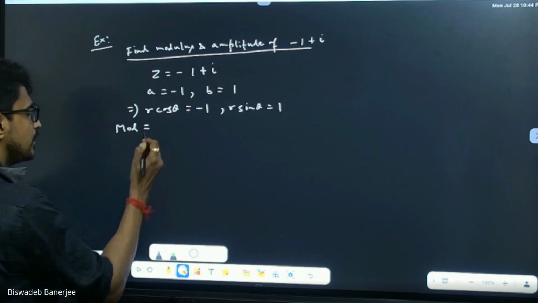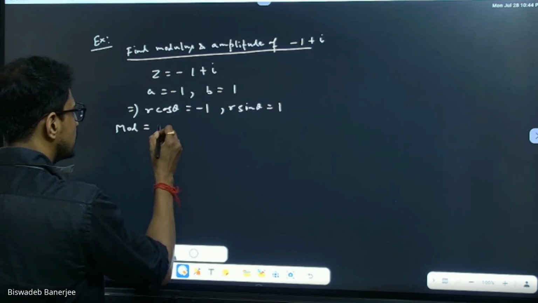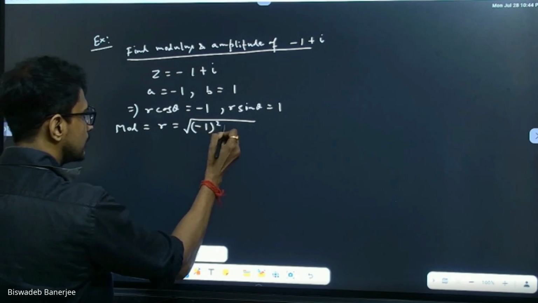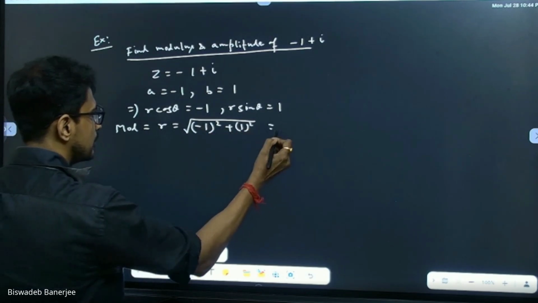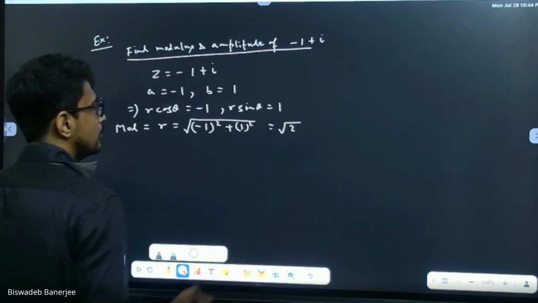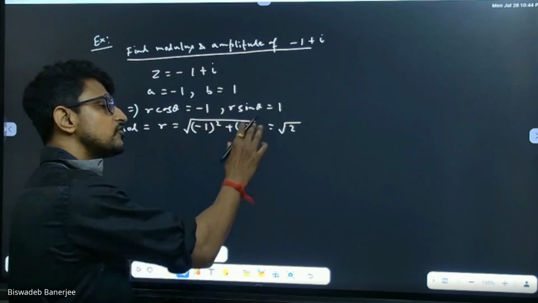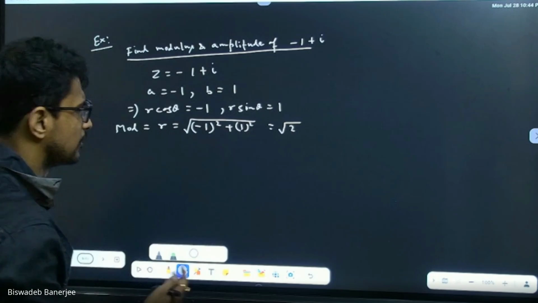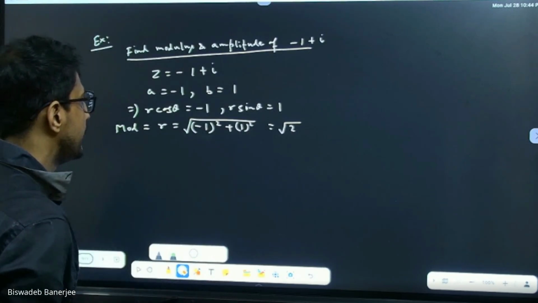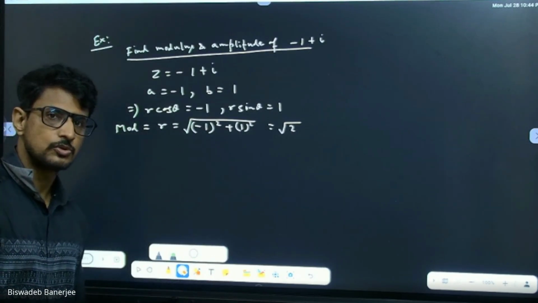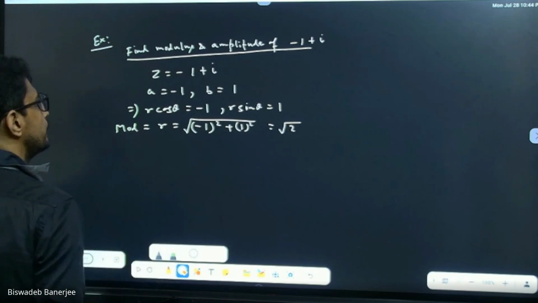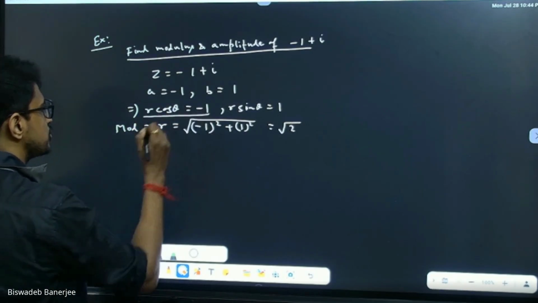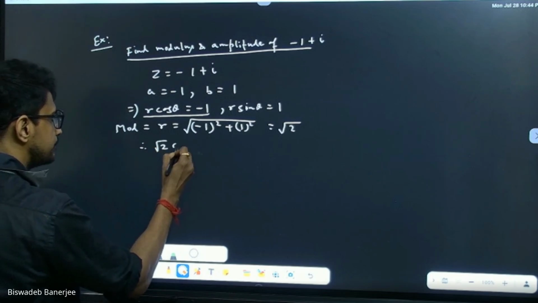Modulus is very, very easy. Modulus is equal to r, which is root over a square plus b square. That means root 2. So this length is basically the distance between the origin and the point P. So this is my modulus. Modulus is very, very easy. Now coming to the main part, what is my amplitude? So my r becomes root 2. Therefore, from this equation, put r equal to root 2.